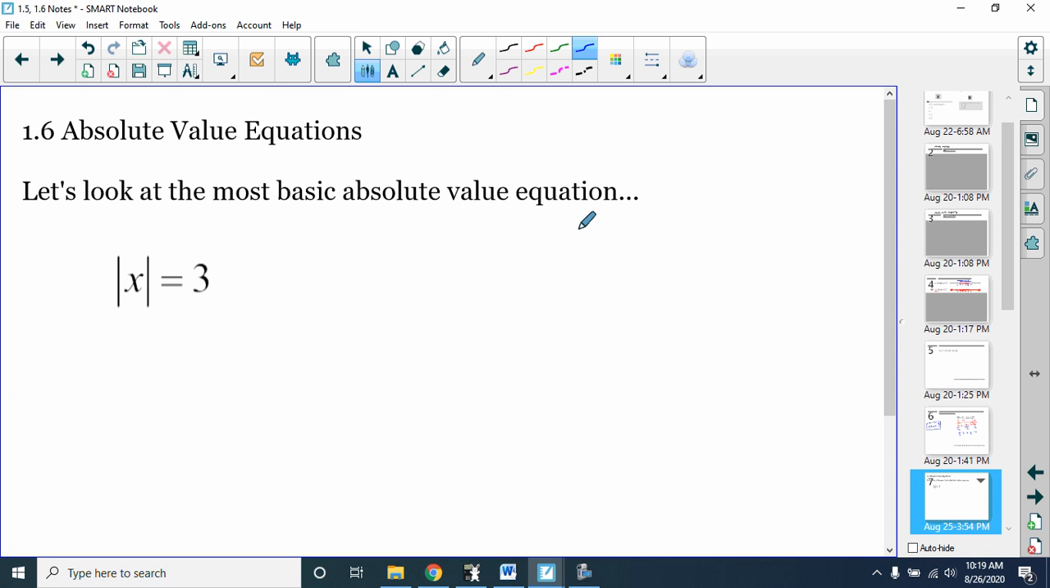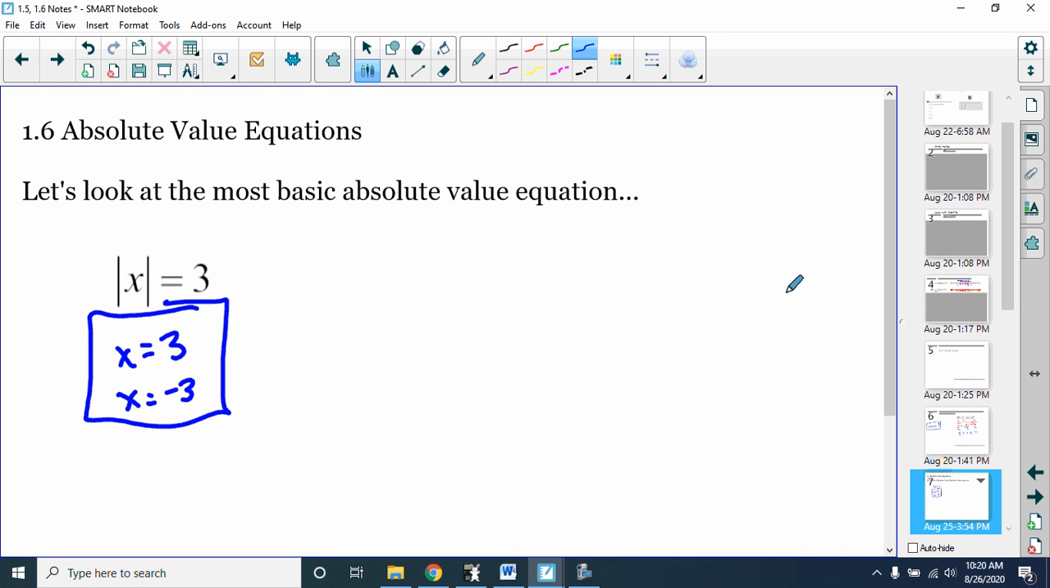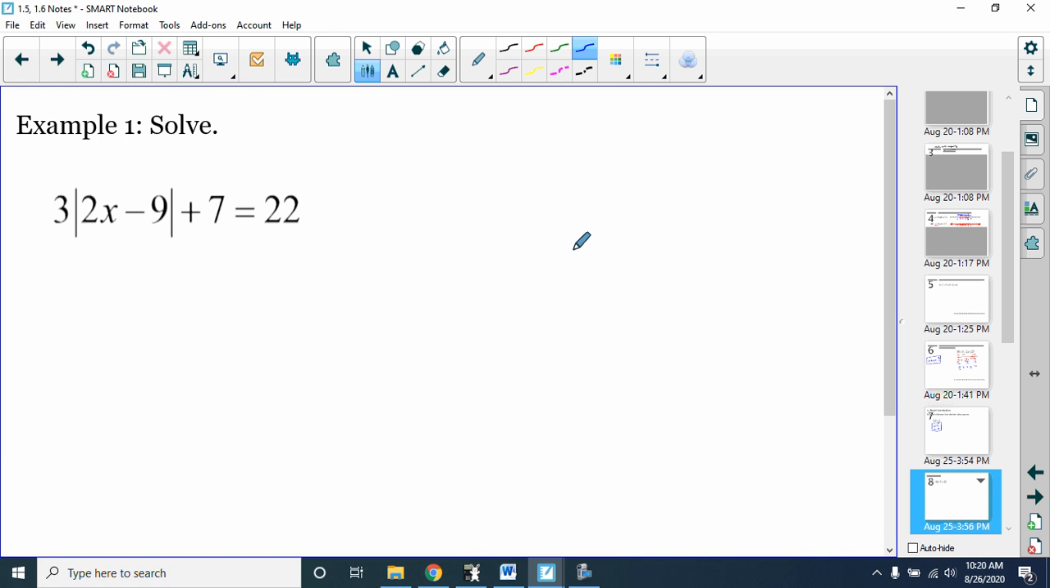1.6 is on absolute value equations. If you think about this basic absolute value equation, the absolute value of x is equal to 3. X could be 3, but then x could also be negative 3, because if I take the absolute value of negative 3, I also get positive 3. So notice we could get two solutions for these. So for this example here, we need to start by subtracting 7.